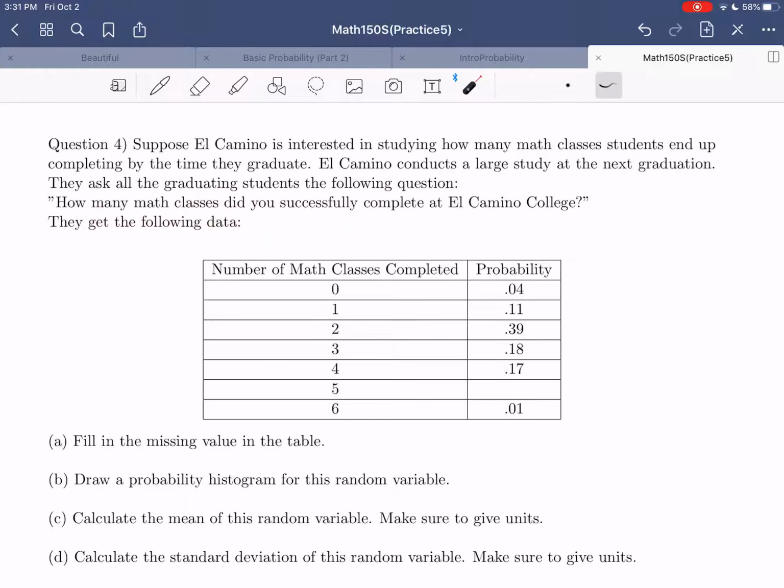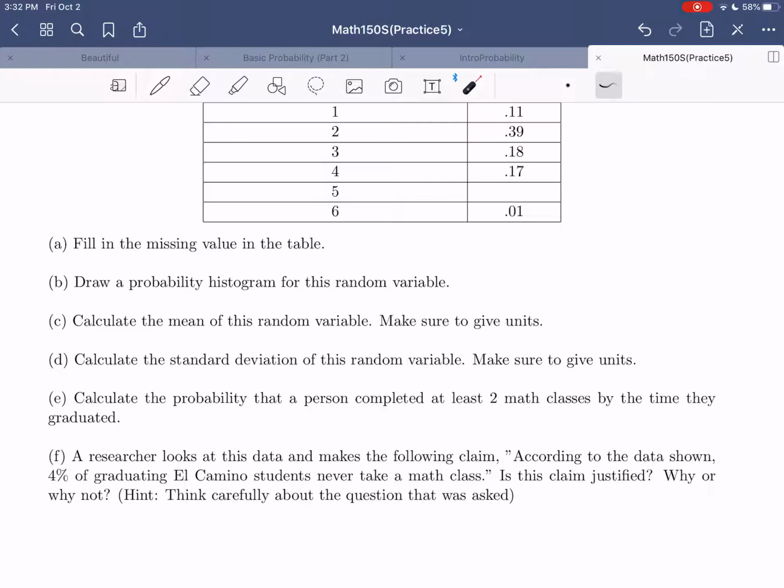For some, there were 0 classes completed, and the probability is 0.04. For 1 class, it was 0.11, 2, 0.39, 3, 0.18, 4, 0.17. For 5, that value is missing, and then for 6, it is 0.01. So what we're going to do with this is the standard analysis we do with these discrete random variables.